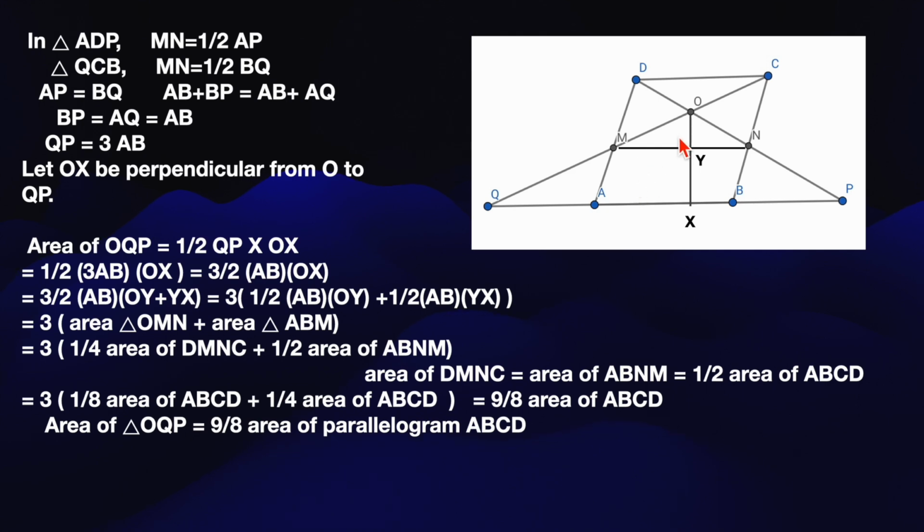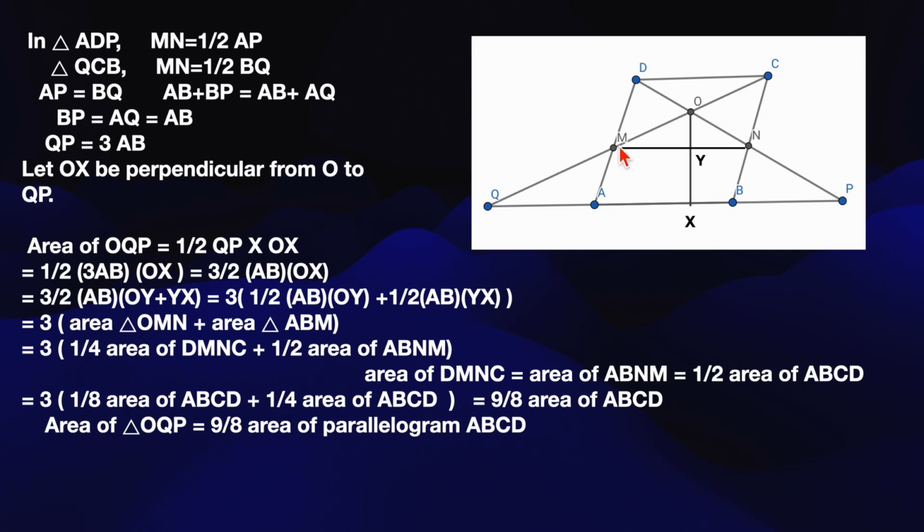Now let us try to find out what is this area OMN. You can see it is 1/4 the area of this parallelogram. 1/4. And this parallelogram is equal to this parallelogram. So it is 1/8 the area of this parallelogram ABCD. So OMN is equal to 1/8 the area of ABCD.